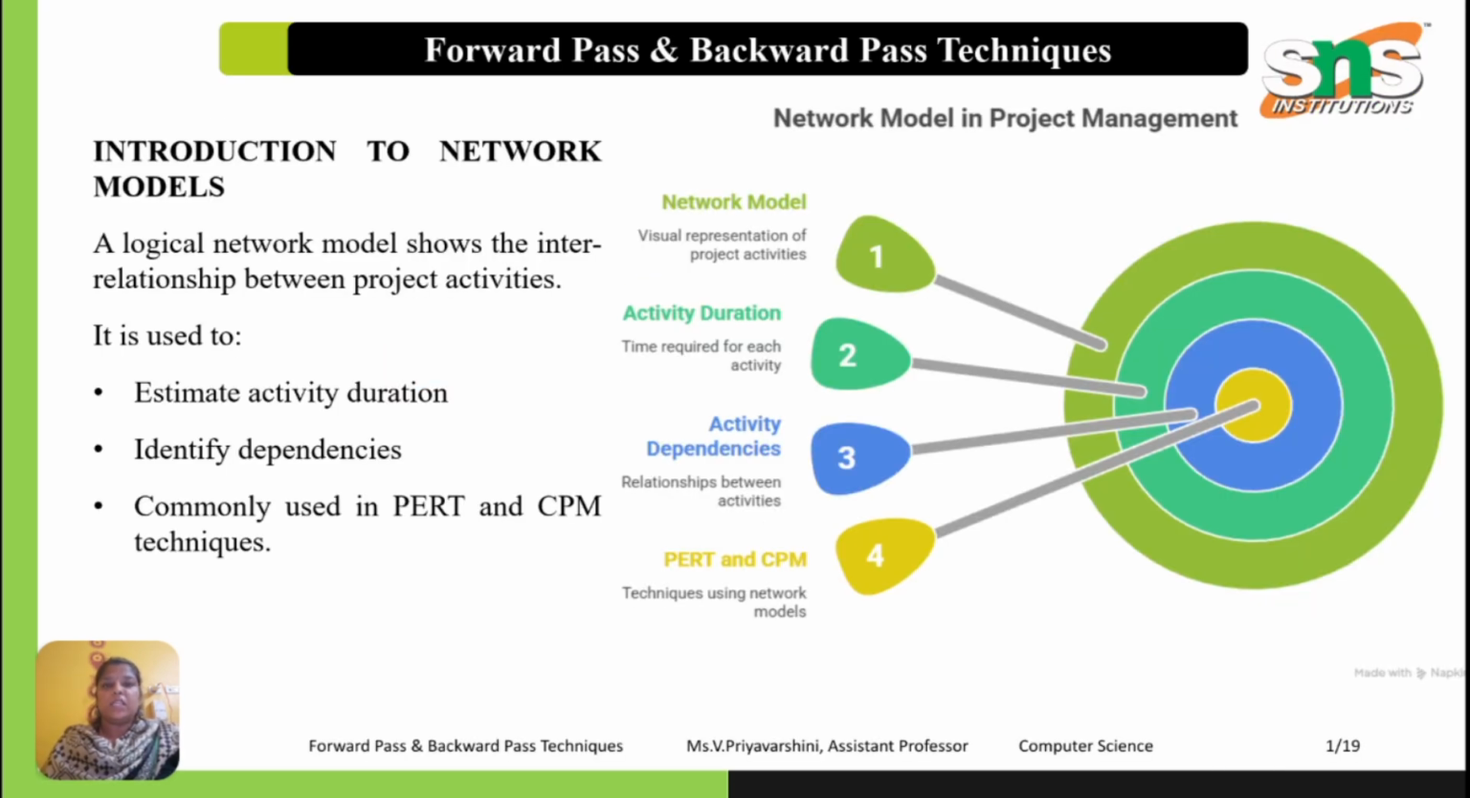So let's begin with an introduction to the network model. A network model is a graphical representation of your project activities and their relationships. It helps us understand the sequence of activities, dependencies between tasks, and estimated project completion time. Network models are widely used in project scheduling techniques such as CPM, critical path method, and PERT, program evaluation and review technique. The main objective of a network model is to ensure the project activities are performed in the correct order and completed on time. Without proper planning, delays in one activity may affect the entire project.